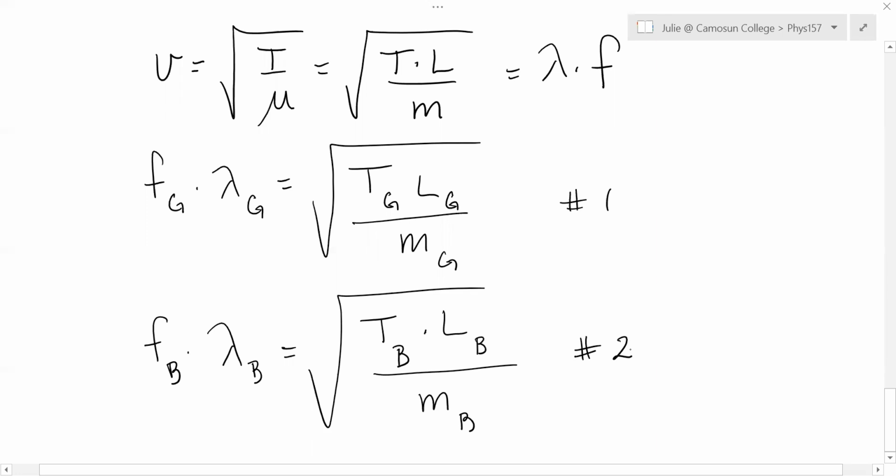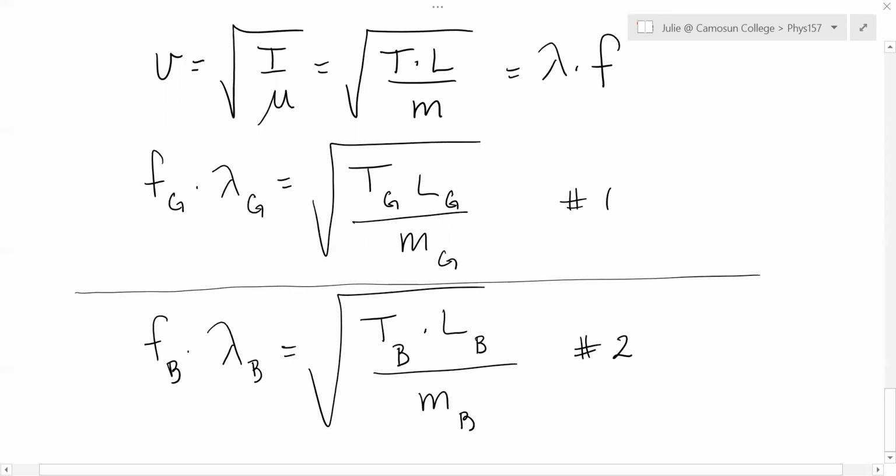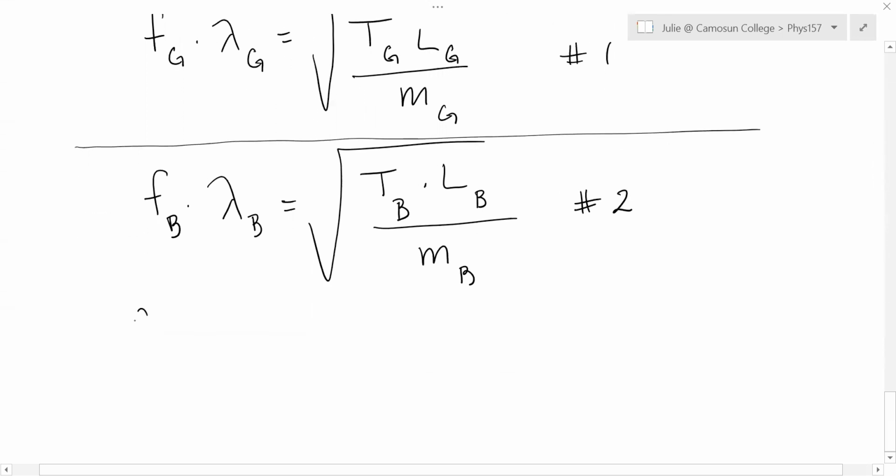Now we don't want to have to calculate all these numbers. We're interested in ratios. So look what happens if I take equation 1 and divide the whole equation by equation 2. I will get a whole bunch of ratios. I'll get the frequencies.